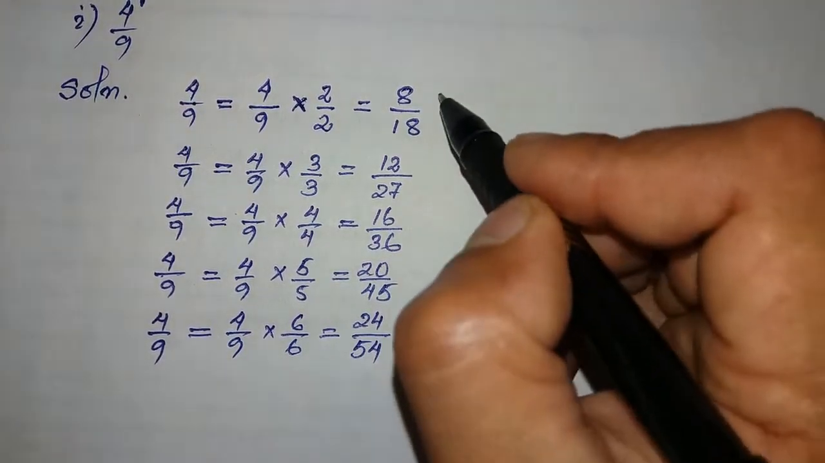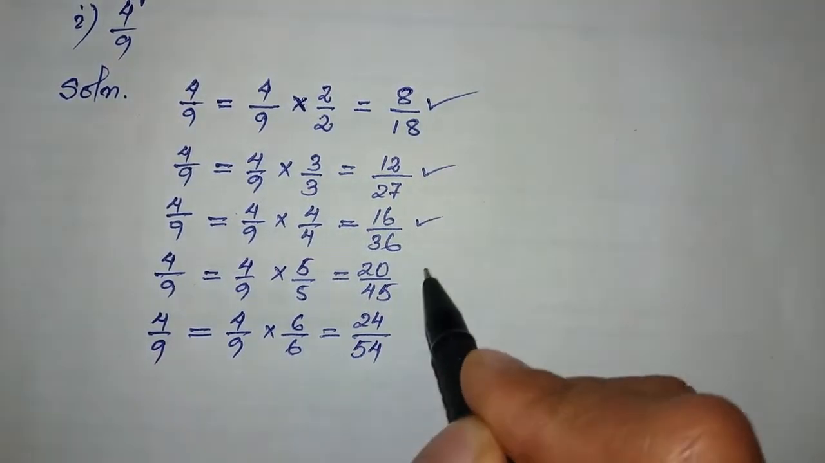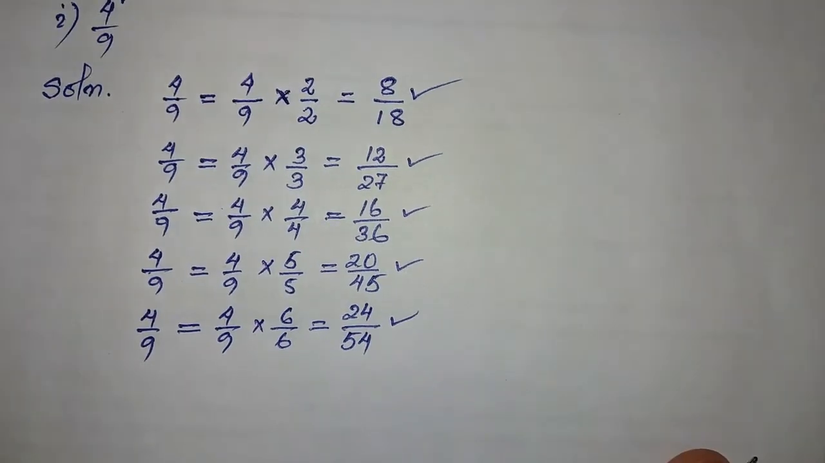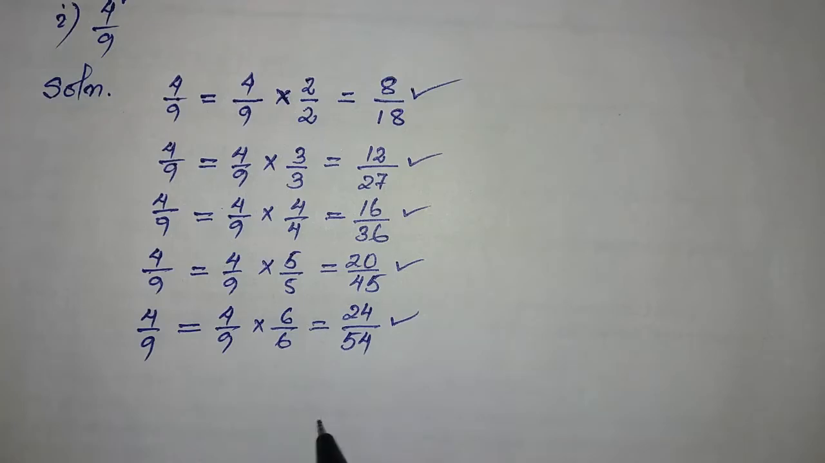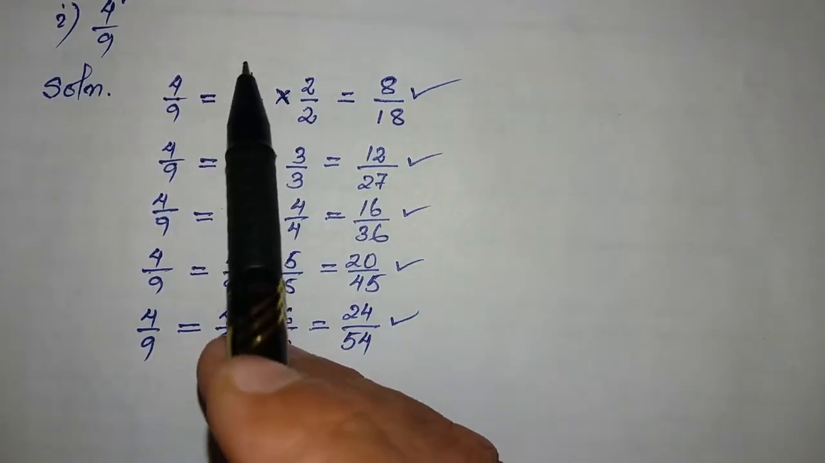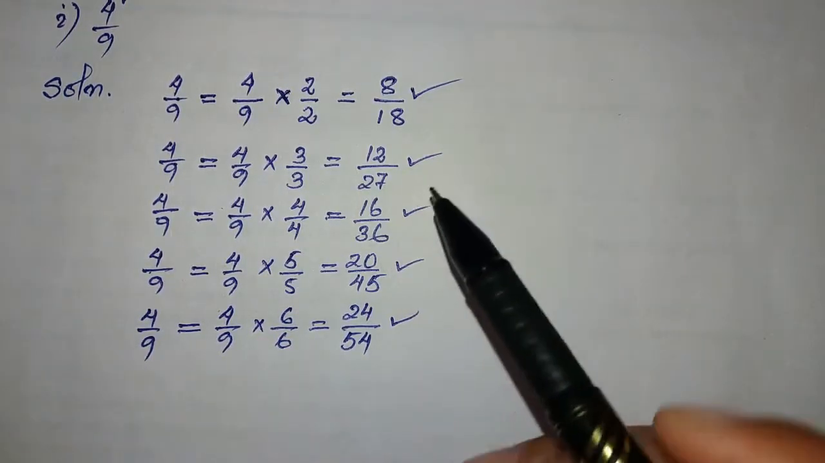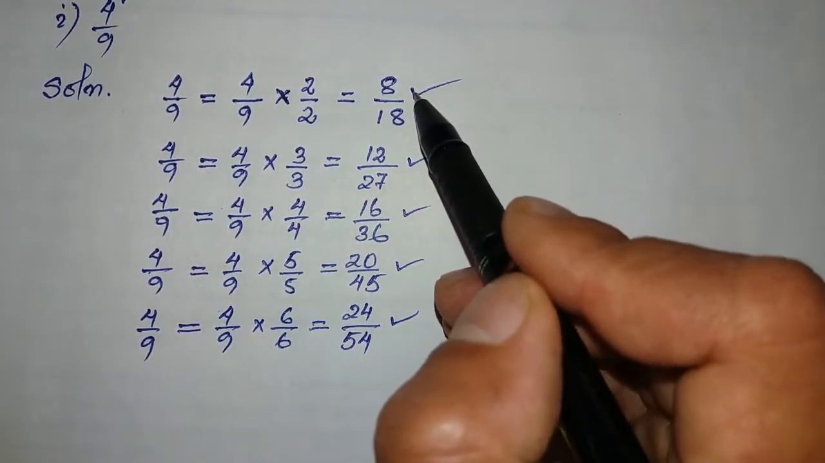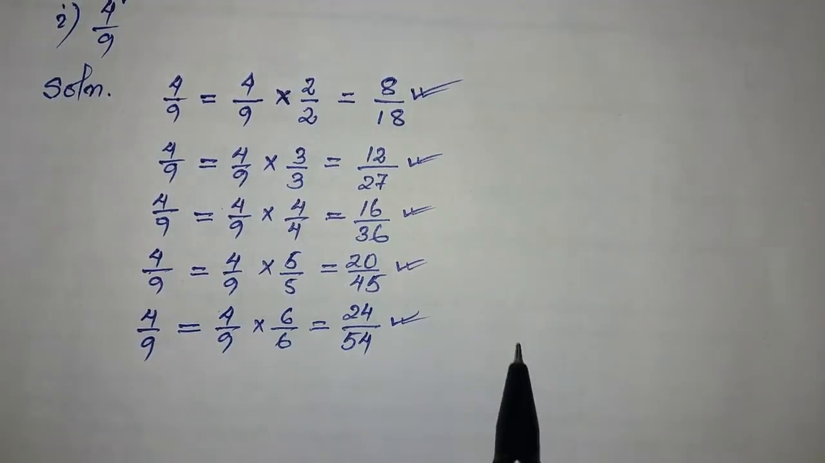So these are the 5 equivalent rational numbers: 1, 2, 3, 4, 5. In this way we can find as many as we want. Since the question tells us to find 5 equivalent rational numbers, we have found 5 equivalent rational numbers.